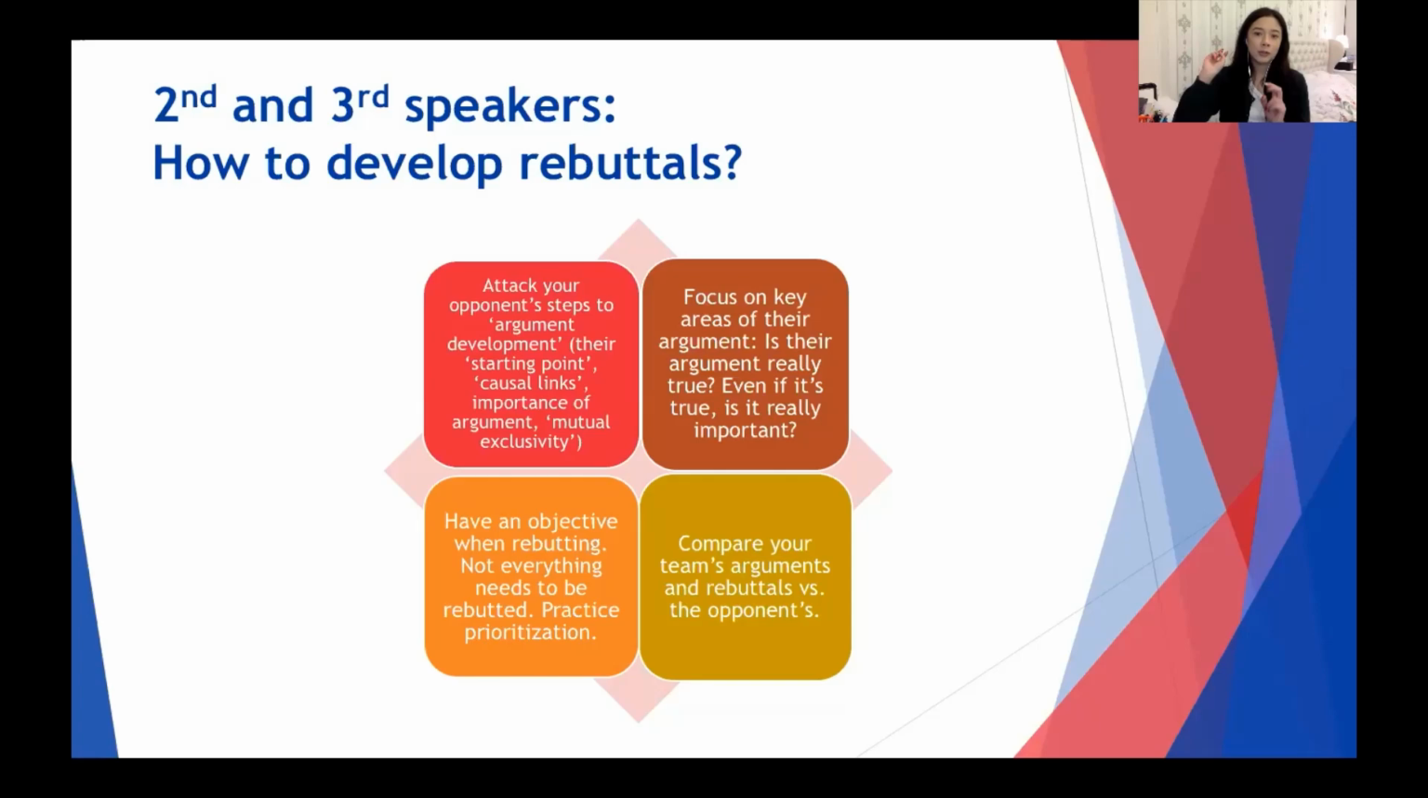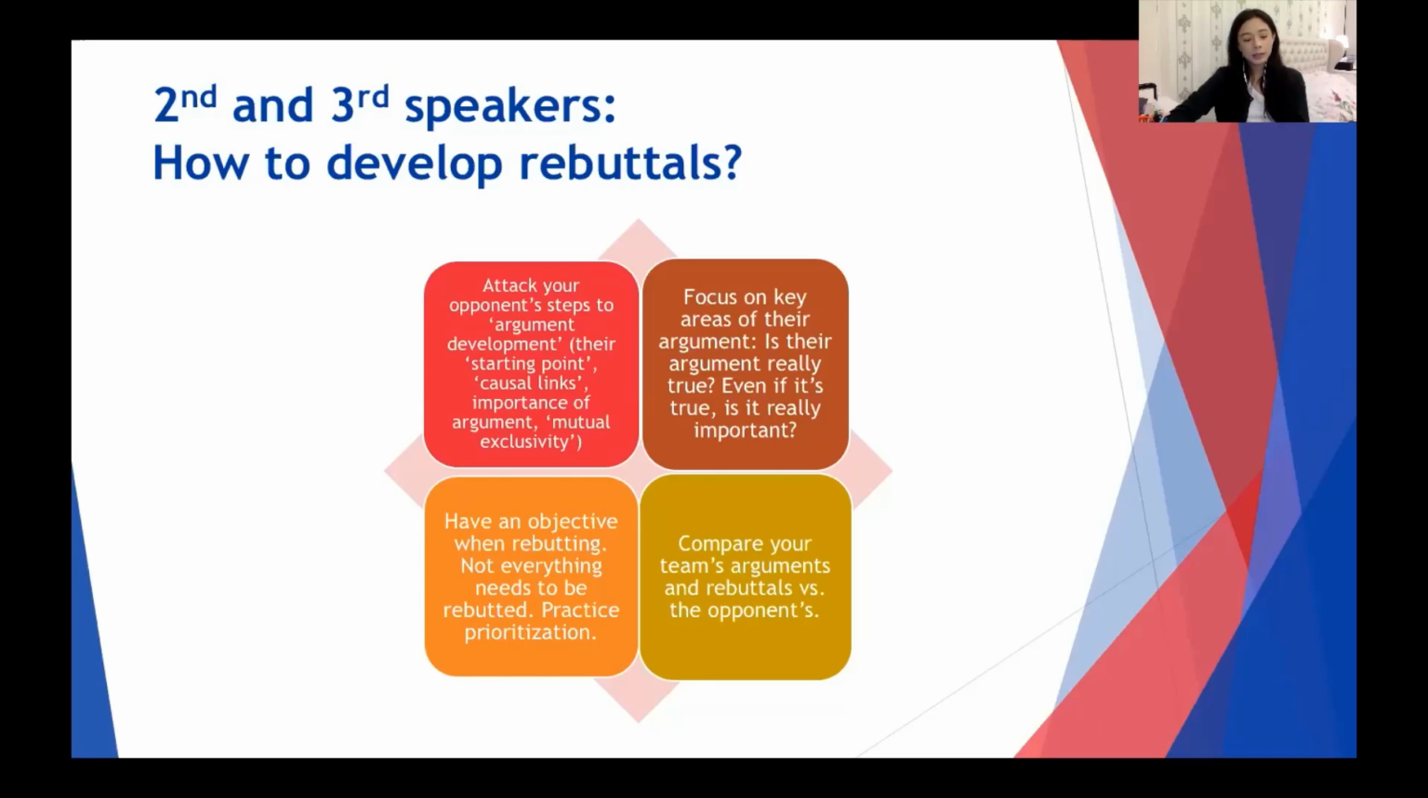So if you're using those two questions to develop your own argument, you'll use those two questions to say why their other side is very problematic in the way that they've developed their argument. The third way is to have an objective when rebutting, right? Because not everything needs to be rebutted.